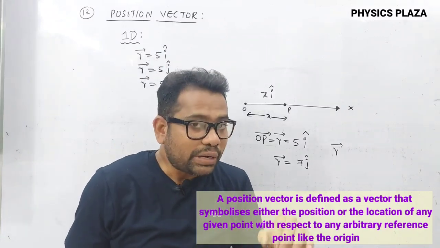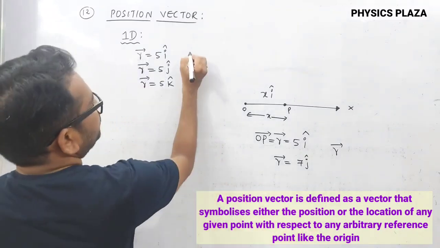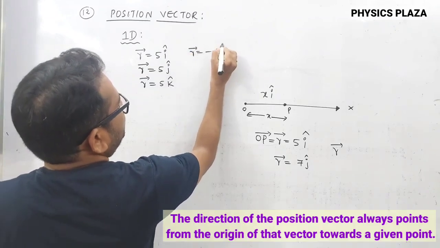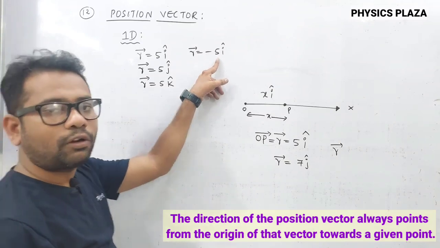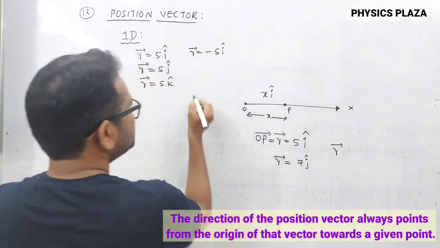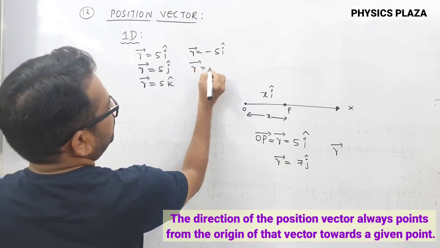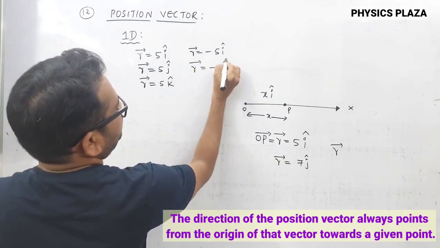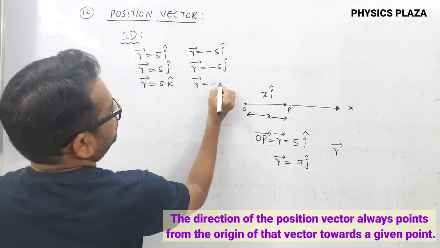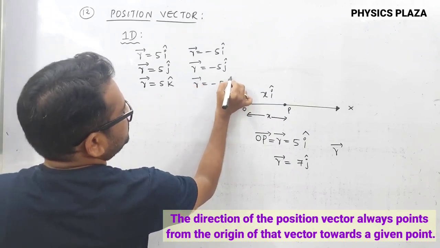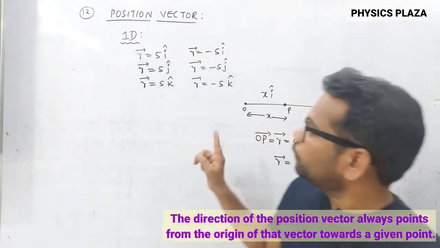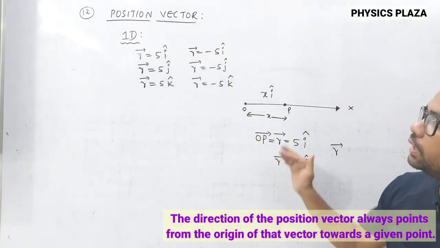Then you may wonder, sir, what if there is a minus? Okay, let us take r cap equal to minus 5 i cap, which means 5 units of magnitude along the negative x-axis. Here also the same thing: minus 5 j cap means 5 units of length along the negative y-axis. And minus 5 k cap means 5 units of length along the negative z-axis. So this is how we can represent a position vector in 1D.